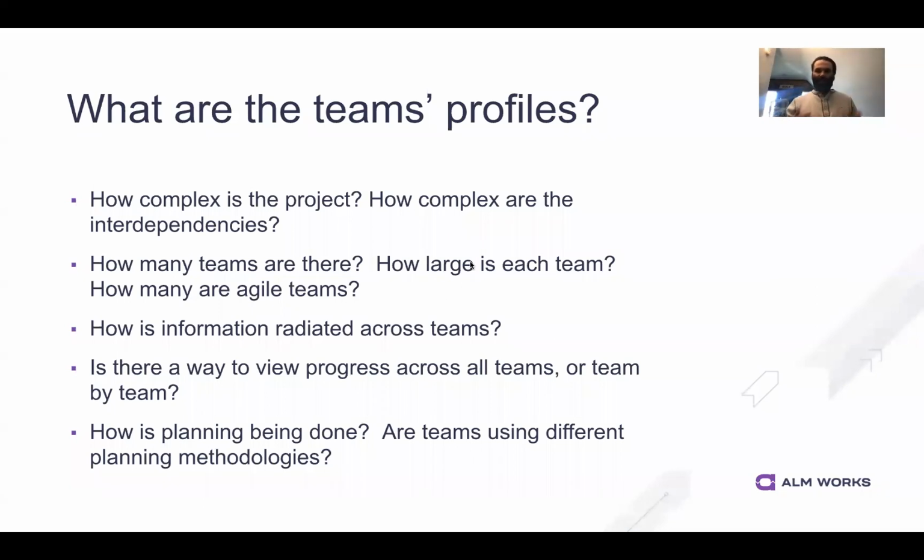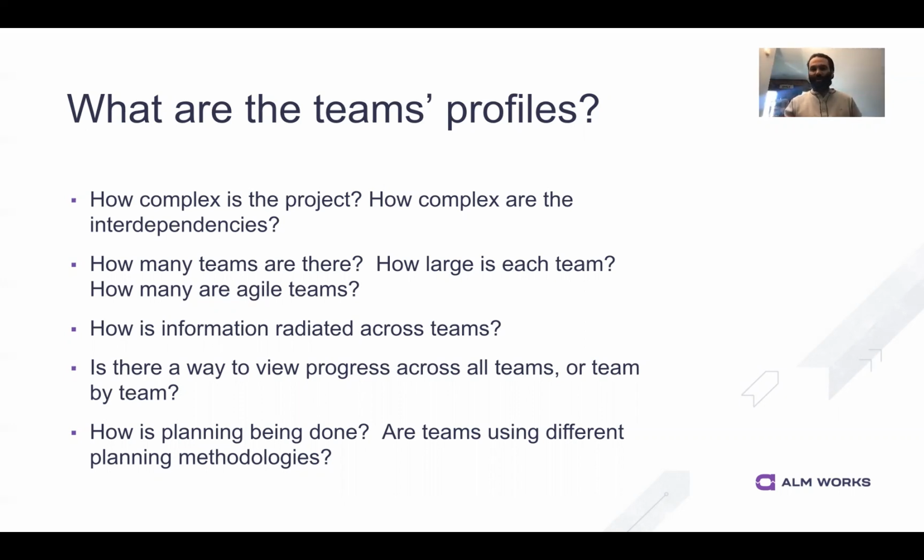So we have these multiple teams. We want to understand how they're doing work. So how complex is the project that they're working on? How complex are those interdependencies? Are these siloed projects that can exist in a vacuum, or are they highly interrelated with a lot of cross-team interdependencies to deal with? Then we can get into the issue of scale. How many teams are there? How big are they? How much related work do they have to other teams?